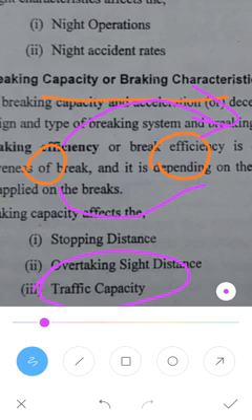Traffic capacity is the number of vehicles moving on the road over a period of time, that is, the number of vehicles which move per hour. We can call it traffic capacity. That's all about the factors which affect the characteristics of the road.